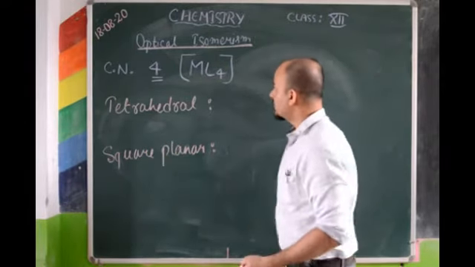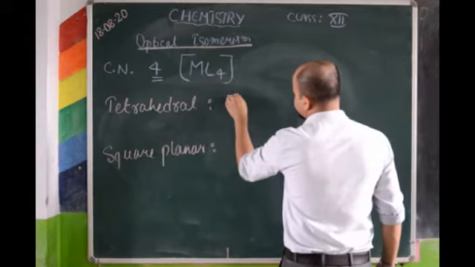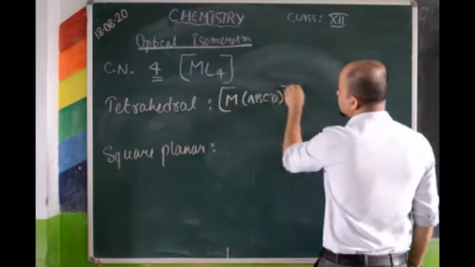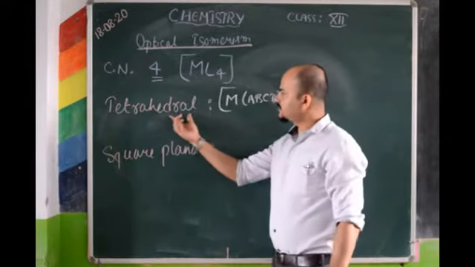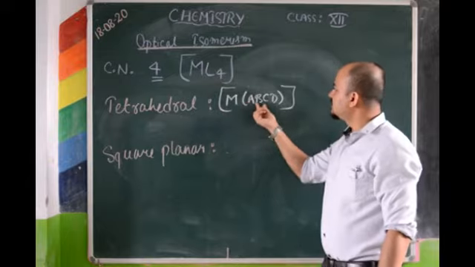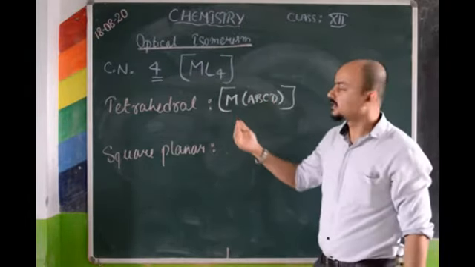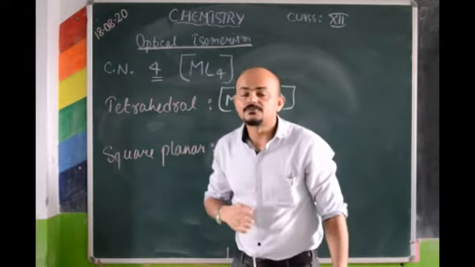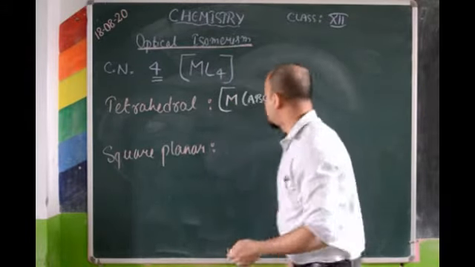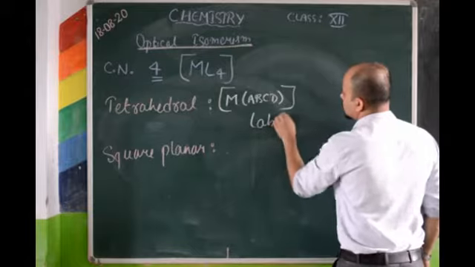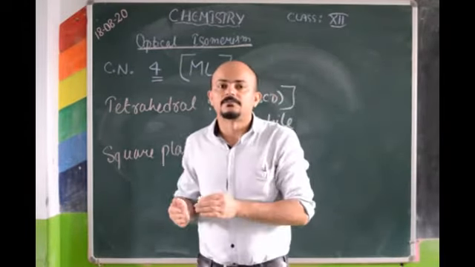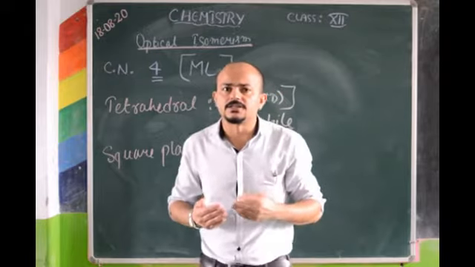Now here, if you have a complex of the type M, A, B, C, D, then these are tetrahedral complexes of the type MABCD. Here A, B, C, D are what? Ligands, different ligands. Now, they do not show optical isomerism because these complexes are very labile. Please remember this term. Labile means that from one form to the other form, it interchanges very quickly.